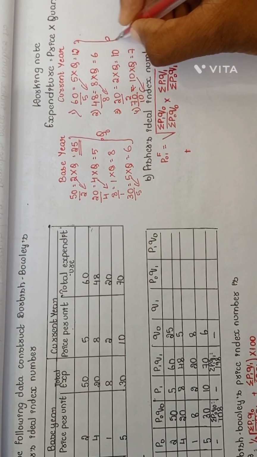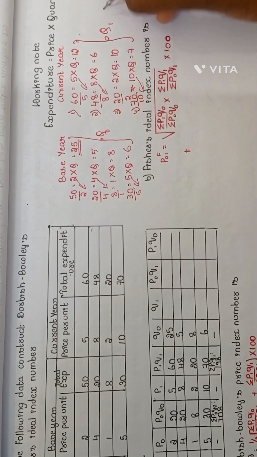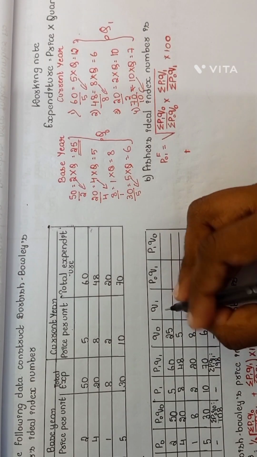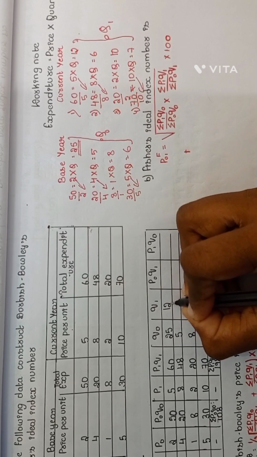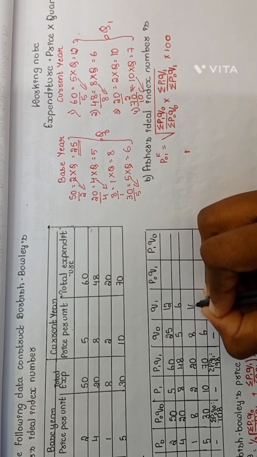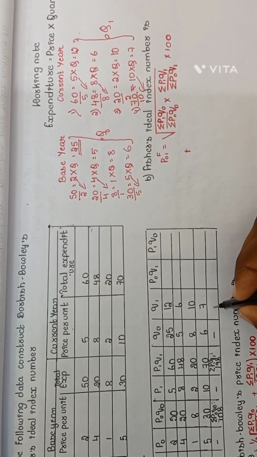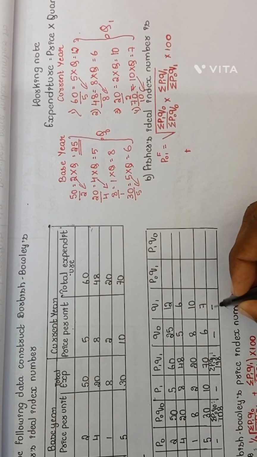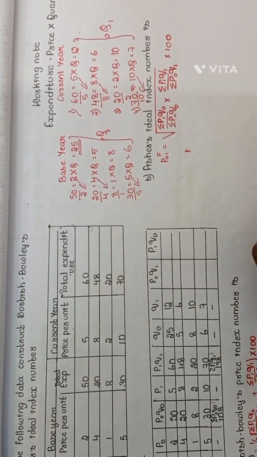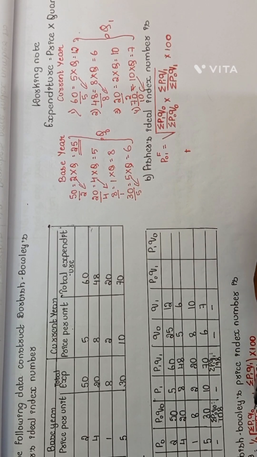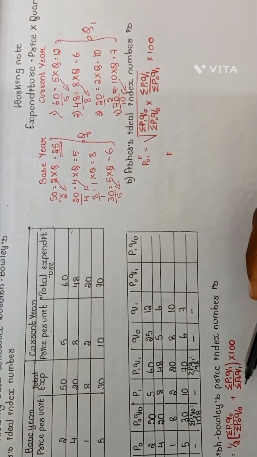So these are the quantities in the current period. So let me take down all these values in the Q1: 12, 6, 10 and 7. Again, we don't need the total of Q1, so let me write this as null. Now we have Q0, P0 and P1, Q1. And the leftover things are P1 and Q0, and P0 and Q1.